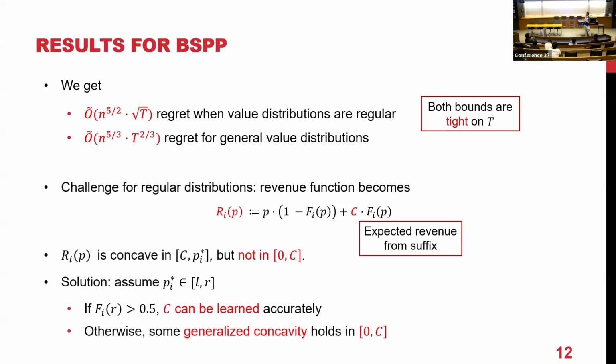The main idea we use to resolve this issue is to learn the value of C. If we can learn the value of C accurately, then we are good. And we also show that in the case that we cannot learn the value of C accurately, we have some extra concavity-style properties to use inside the interval 0 to C. So we can still apply similar algorithms to give the same square root T bound.